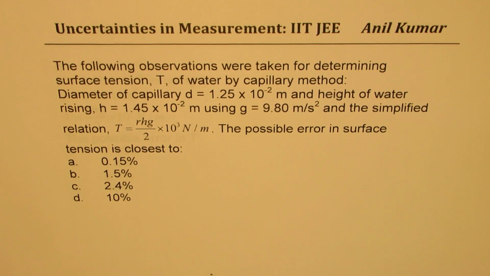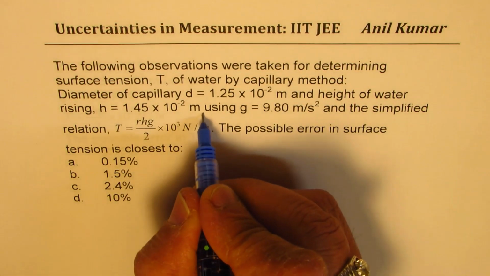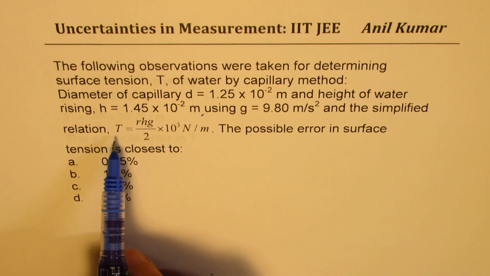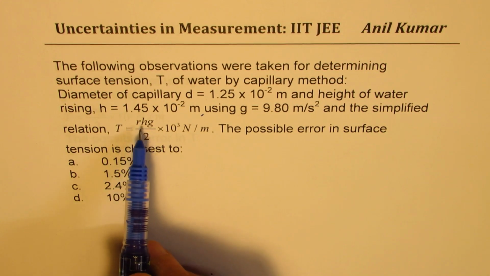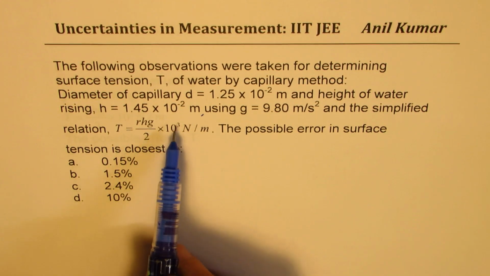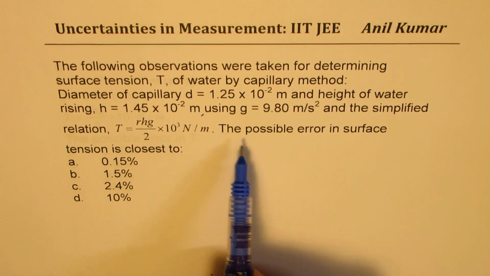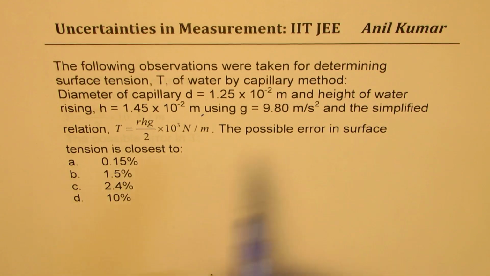Using g equals 9.80 meters per second squared and the simplified relation, the surface tension T equals rho h g over 2 times 10 to the power of 3 newtons per meter. The possible error in surface tension is closest to what? Four choices are given to you.